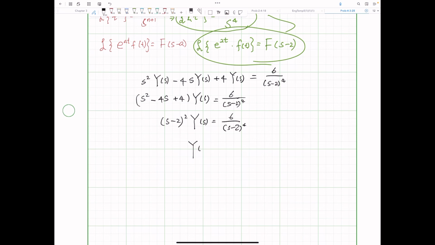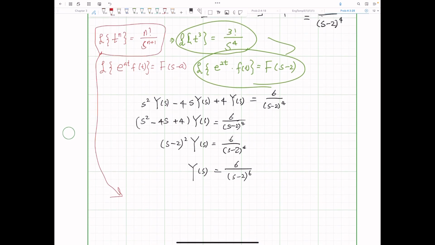Now Y of s equals 6 over s minus 2 to the power of 6. Now take the inverse Laplace transform of this. Since we have a power of 6 on s minus 2, for the numerator we have to have a 5 factorial, and that will give us t to the power of 5. And then we still have the 6, and we need to divide by 5 factorial so that we have the exact same expression right there.